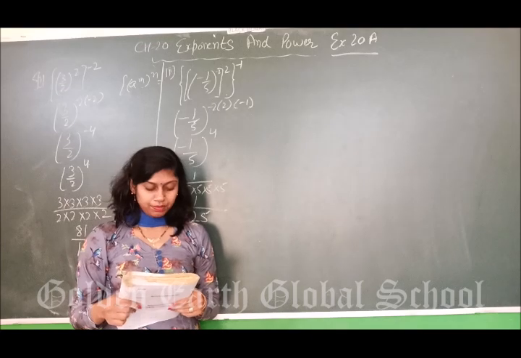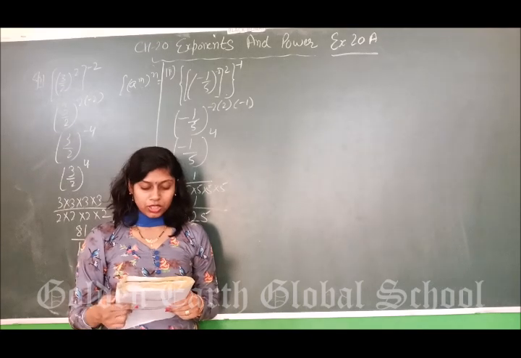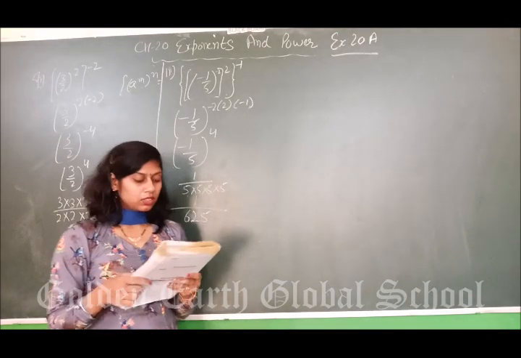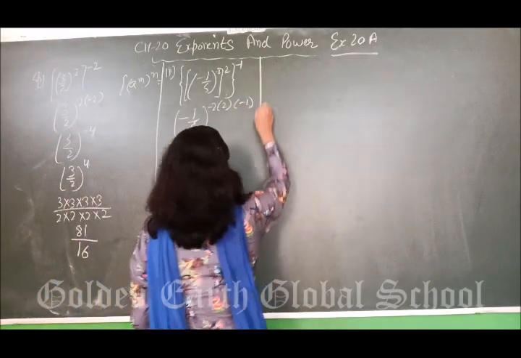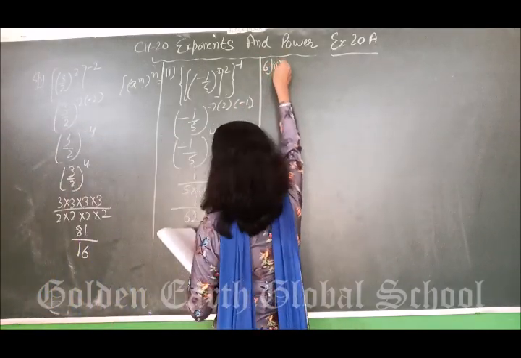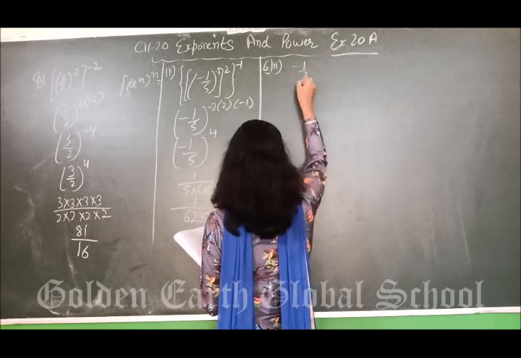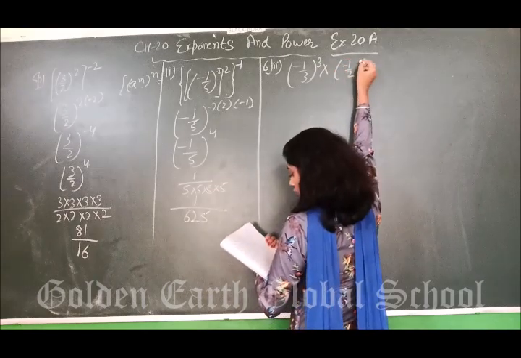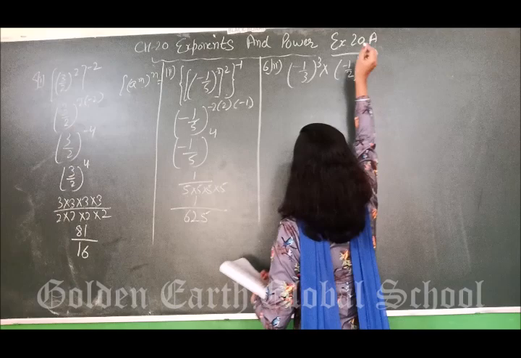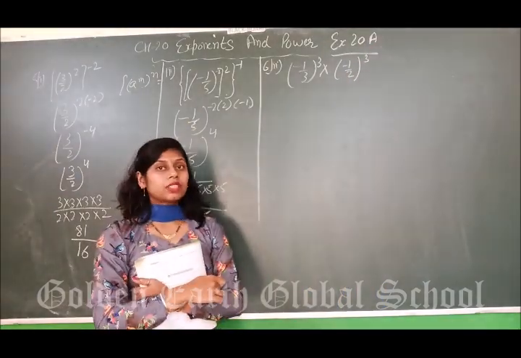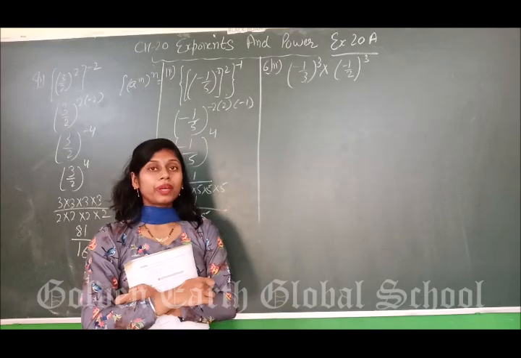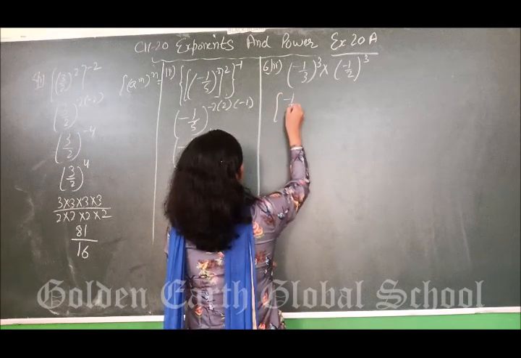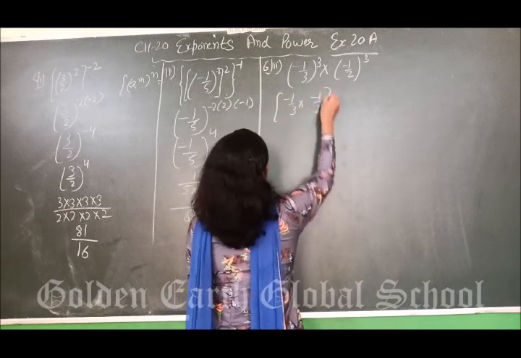Next, sixth question. You have to simplify the term. This question is similar to question number third. I will solve one part, sixth, second part. Minus 1 by 3 raised to power 3 into minus 1 by 2 raised to power 3. Here base are different but powers are same. So we will apply which property? Base will get multiplied and raised to common power. So minus 1 by 3 into minus 1 by 2 raised to power 3.